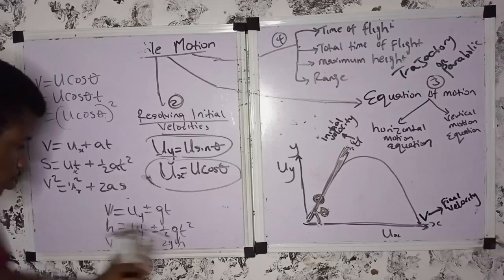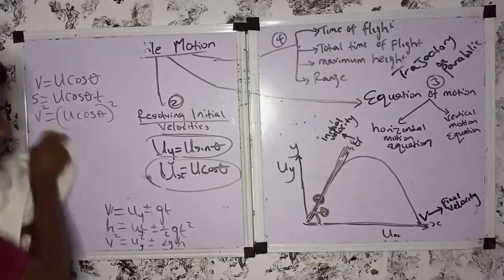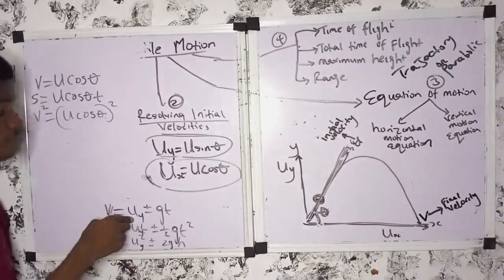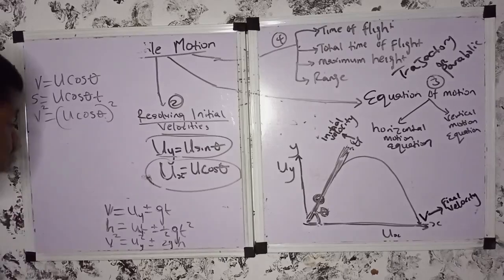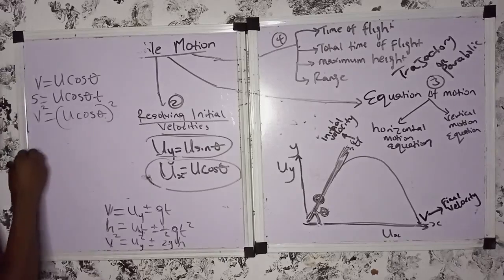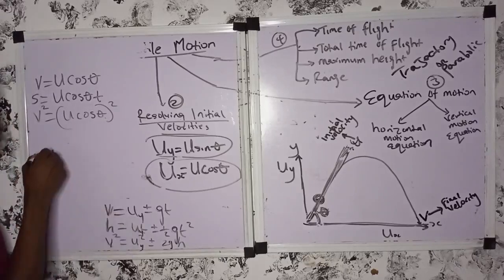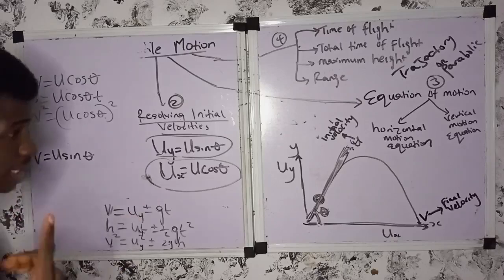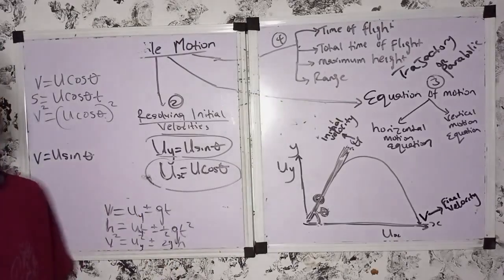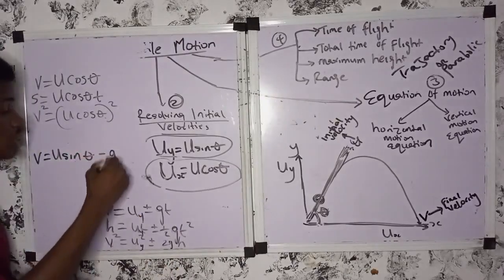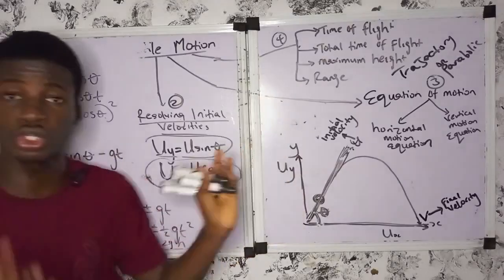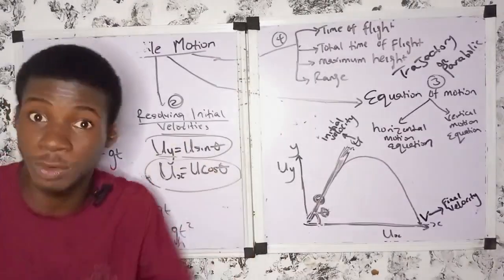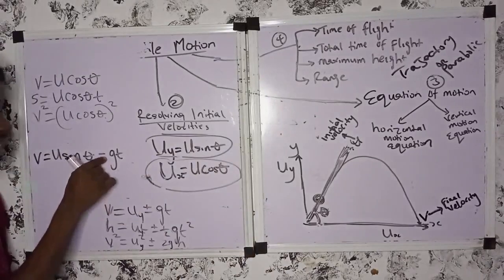Now let's derive the vertical motion equation. Remember, I told you guys that uy is equal to u sin theta. So wherever we see uy, we'll put u sin theta, right? So let's continue. Now v equals to u sin theta in place of uy. Now, are we going to use plus or minus? We're going to use minus. Remember, I told you guys, because g is always downward, so g will be minus, right? So now it is minus gt. Remember, vertical motion in projectile has acceleration, and the acceleration is negative g, which is downward. This is why it's negative gt.